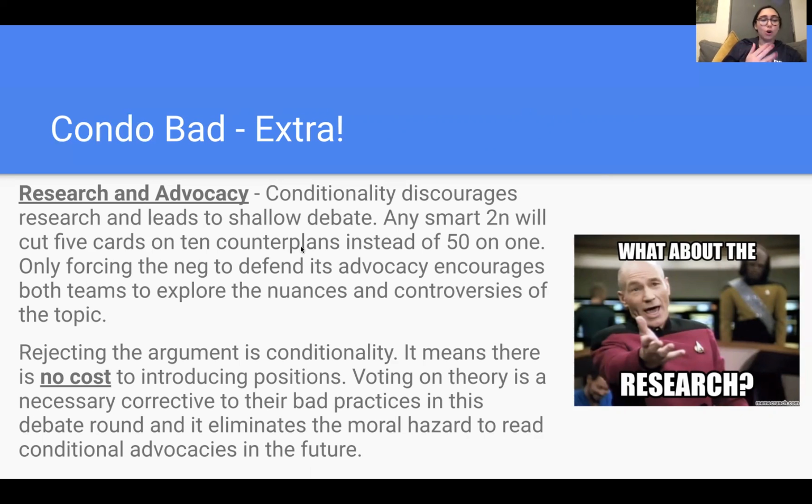It means that there's no cost to introducing positions because voting on theory is necessary in order to correct these bad practices of conditionality in debate rounds and eliminate the moral hazard that people have to read these conditional advocacies in the future. So that was the summary of all the conditionality good and conditionality bad arguments. And I hope that answered any questions.